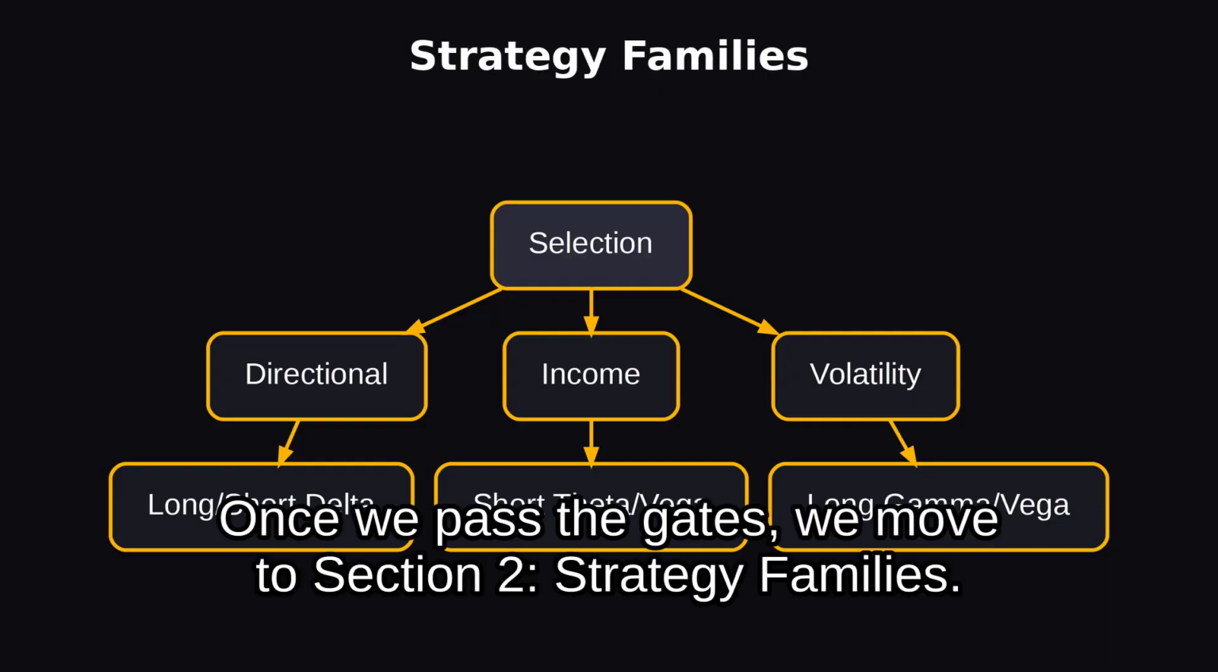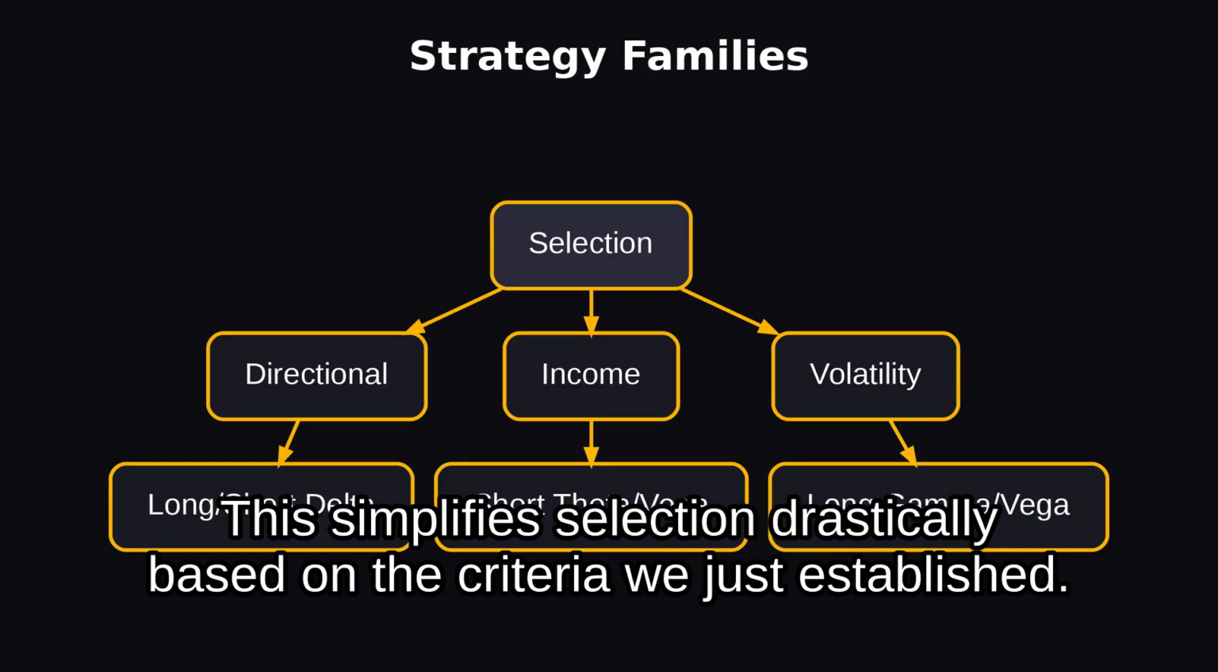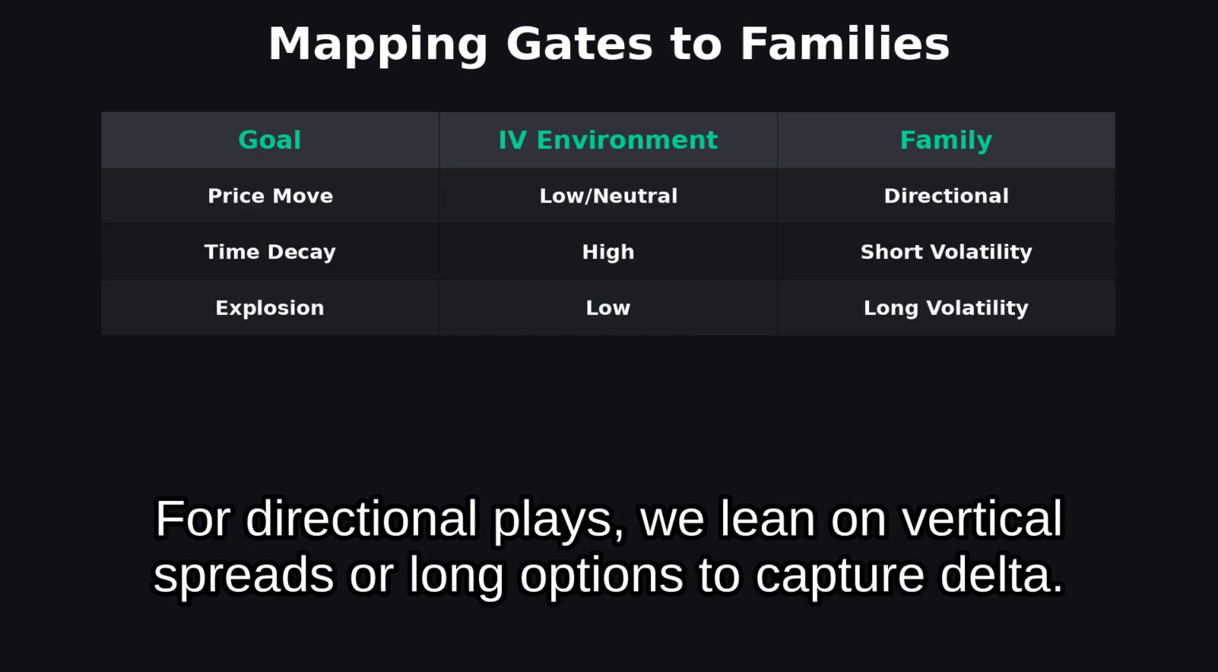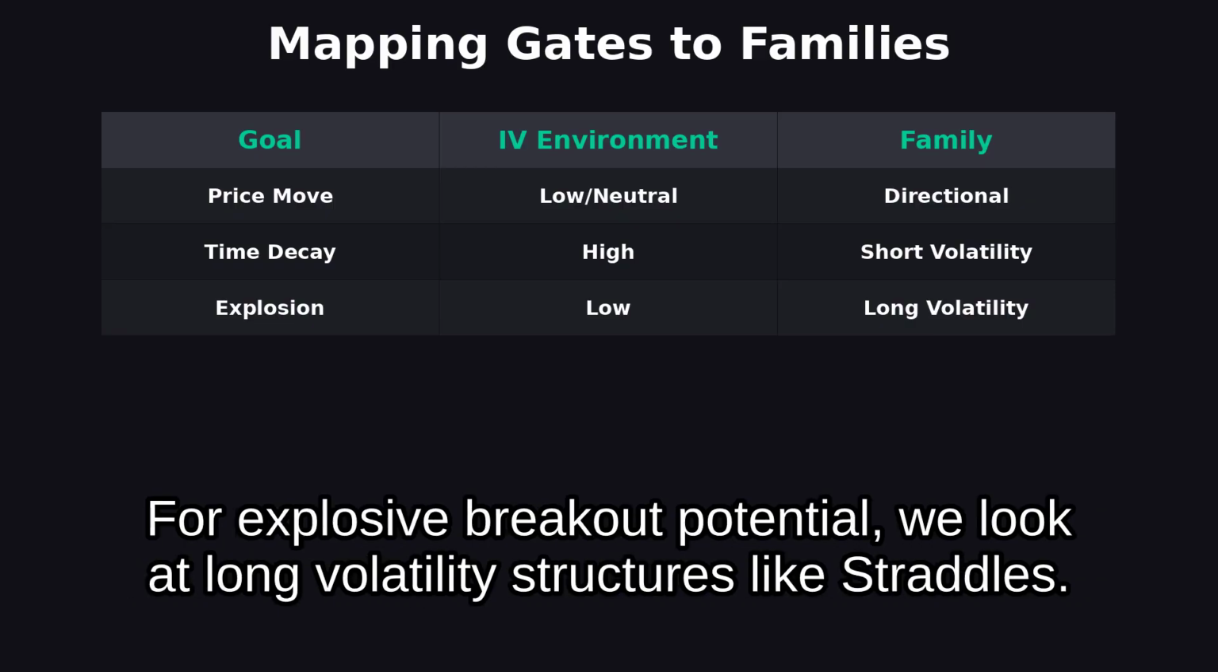Once we pass the gates, we move to Section 2, Strategy Families. Instead of memorizing dozens of strategy names, group them by their function. This simplifies selection drastically based on the criteria we just established. For directional plays, we lean on vertical spreads or long options to capture delta. For income and neutral markets, we look at short volatility structures like iron condors. For explosive breakout potential, we look at long volatility structures like straddles.